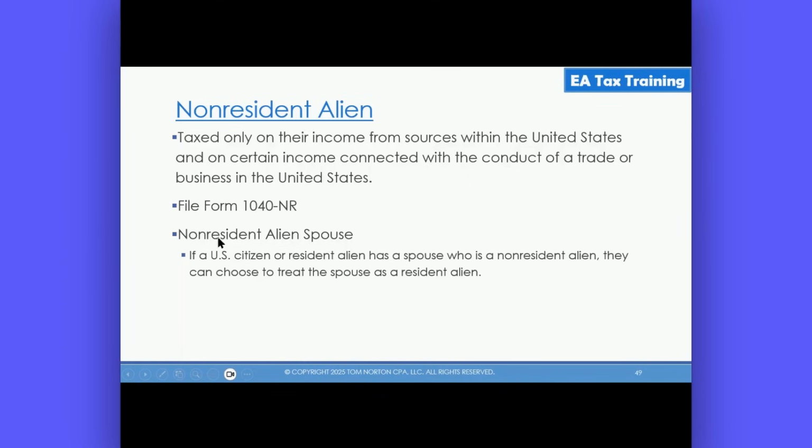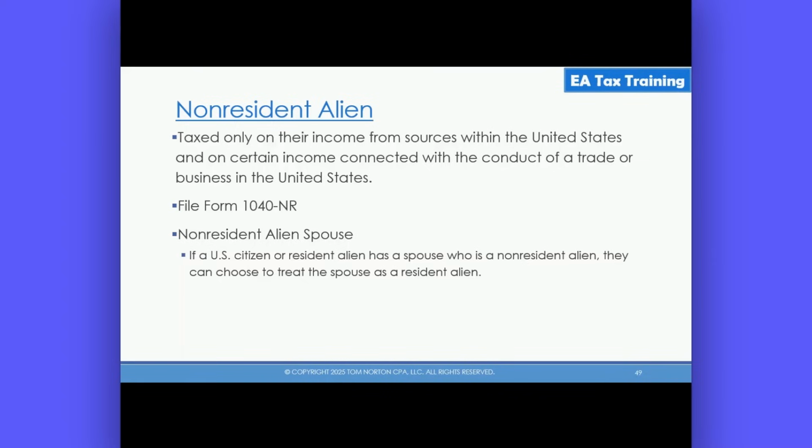There's a special case for a non-resident alien spouse. So if a U.S. citizen or resident alien has a spouse who is a non-resident alien, they can choose to treat that spouse as if they were a resident alien. So in other words, you can file a joint return with your spouse and you consider that spouse to be a resident alien if you choose to. The IRS is okay with this. Why? Because again, the resident alien is going to be taxed on their worldwide income. If they were a non-resident alien, it would only be their U.S.